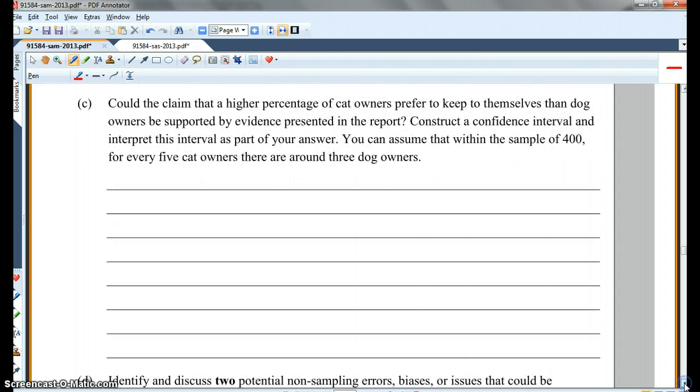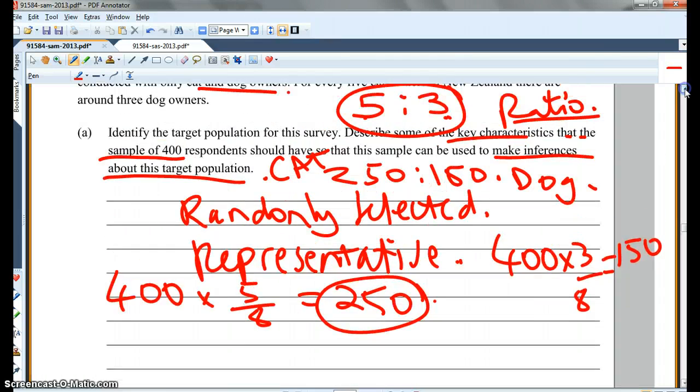Could the claim that a higher percentage of cat owners prefer to keep to themselves than dog owners be supported by evidence presented in this report? Construct a confidence interval and interpret this interval as your answer. You can assume that within the sample of 400, for every 5 cats, there's 3 dogs. So we said that's going to be 250 to 150. So we're looking at a difference. So we're going to go percent of cat owners less dog owners.